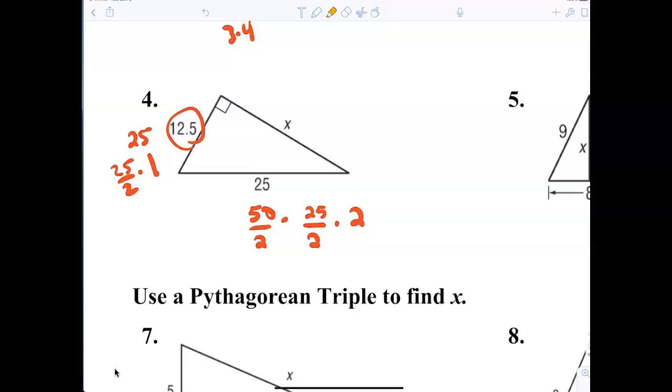Let me see if I can get this right. This is 25 over 2, and this is 25 over 2 times 2. Does everybody agree? Mm-hmm. So now I'm just looking at this answer. See if you can agree with this. Is 25 over 2 radical 3.